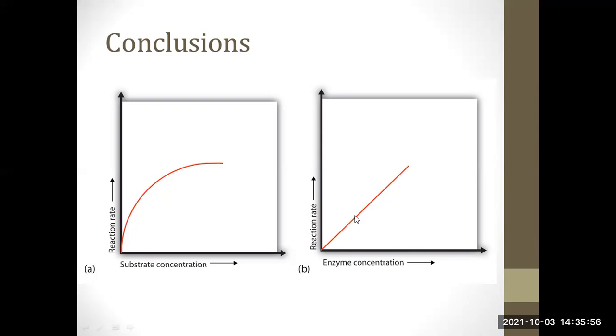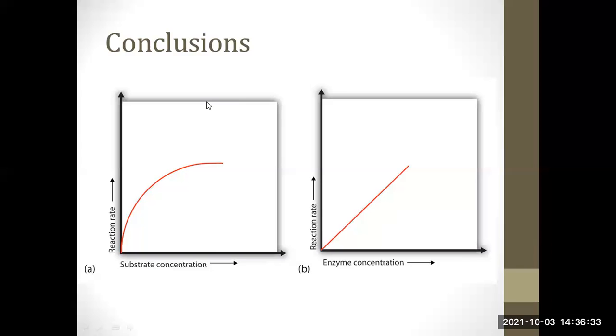And then the next thing that we noticed, by increasing the enzyme concentration, we also get a linear graph. This is because increasing the enzyme concentration allows for more interaction between the substrate and enzyme. So you're increasing the enzyme, so the reaction can go more and more. That's why it just keeps going up. So that's it for this part of the experiment, and those are my conclusions.